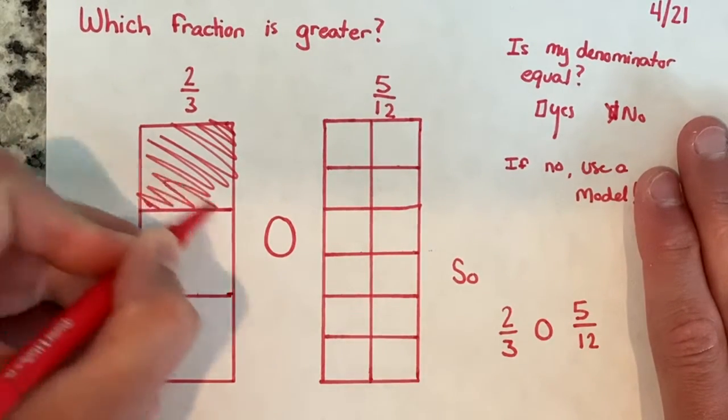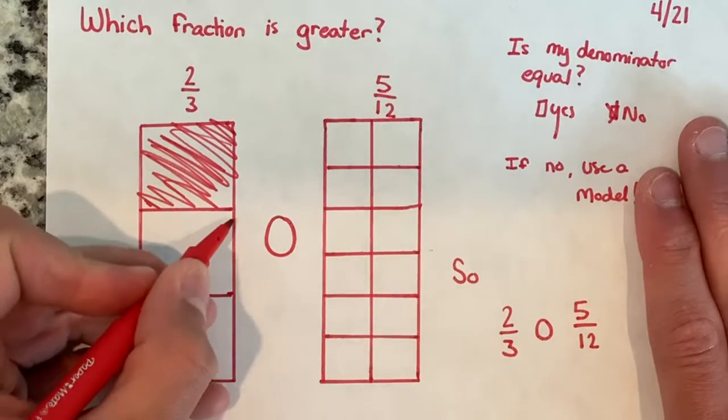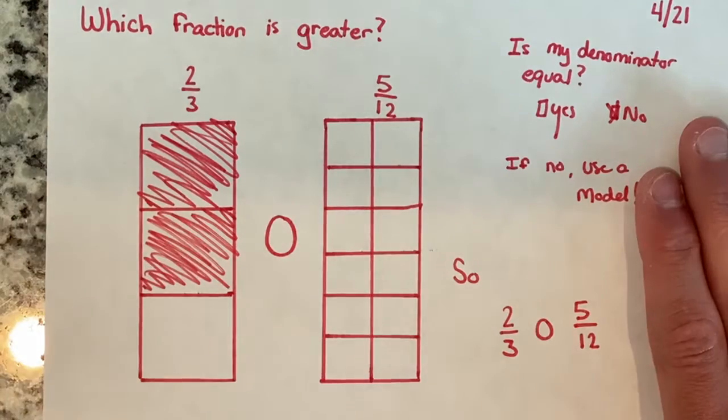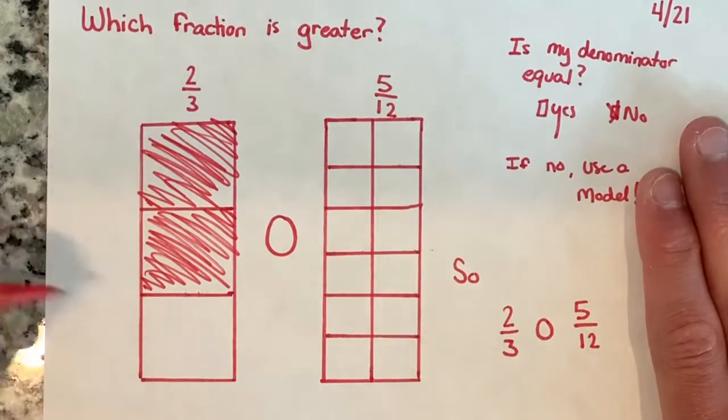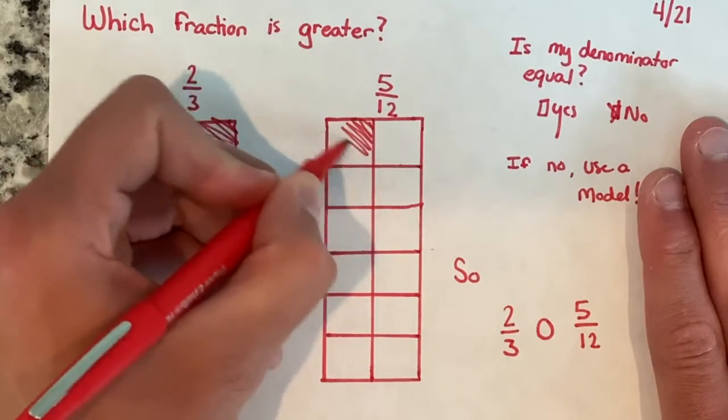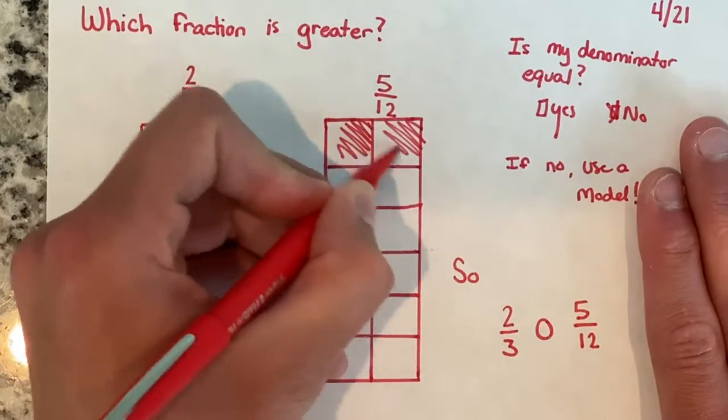1 and 2. Okay, 2/3, 2 of my 3 have been shaded in. Let's shade in 5 of the 12. 1, 2, 3.